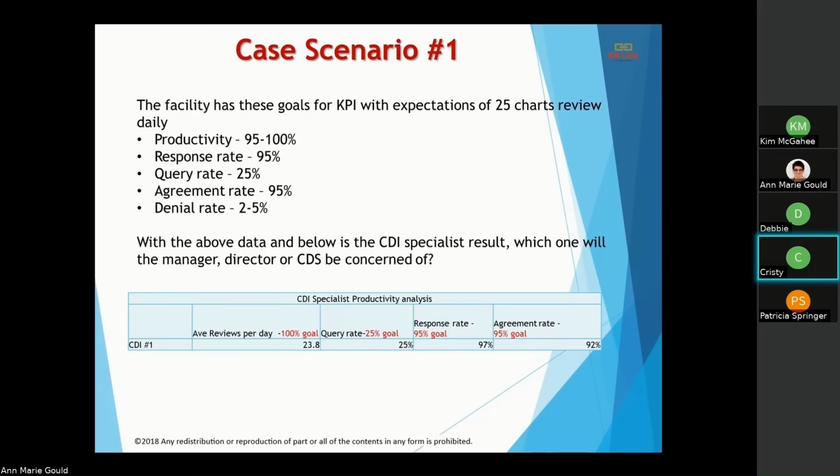But the one thing that I think is key for the director would be the agreement rate. Because that's telling me, okay, they're writing queries, but they're not getting their agreement rate to 95% or above. So how are they writing the queries to the providers? Maybe they need education on that. See what I mean? Okay, that's most concerning. So that would be one of the top concerns, where of course your average review rate is also another concern. Correct. Okay, thank you. You're welcome.